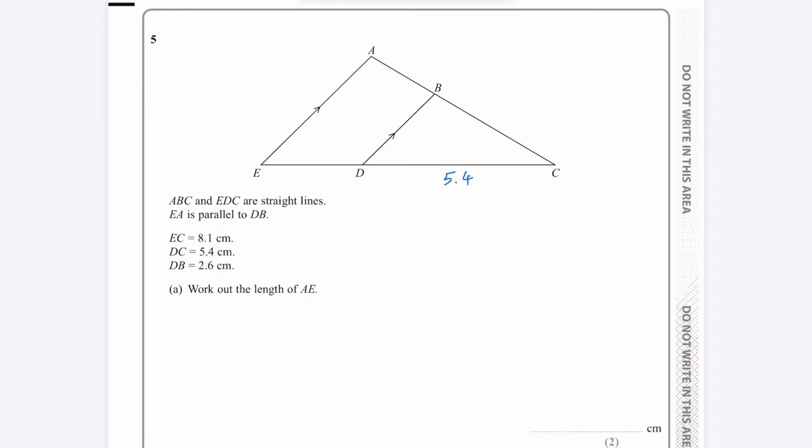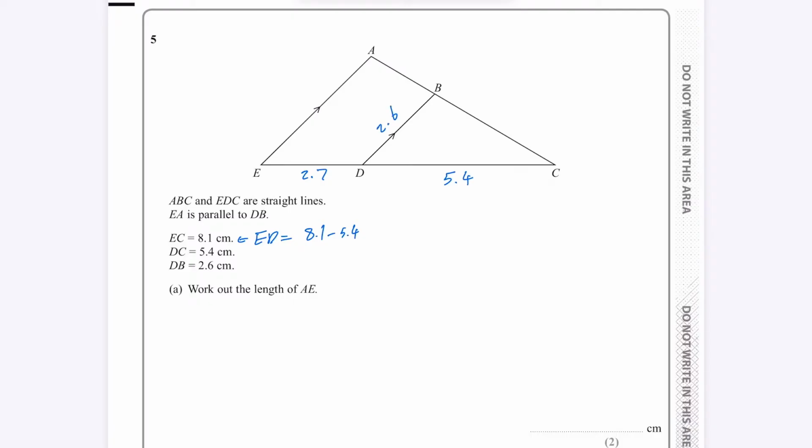Now notice I can figure out what E to D is, because E to D is going to be 8.1 minus 5.4. If I did 8.1 minus 5.4, I'll get 2.7. So this is 2.7. And then it says D to B is 2.6. And that's that one there, 2.6.